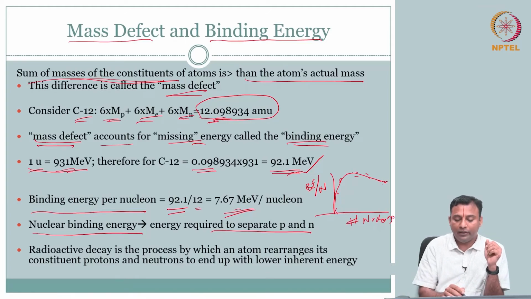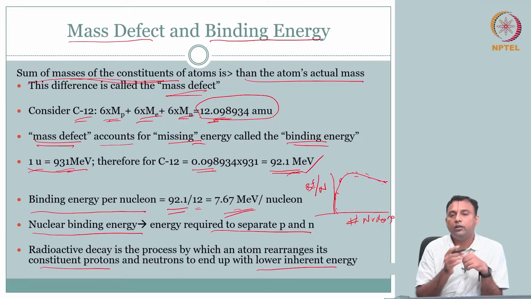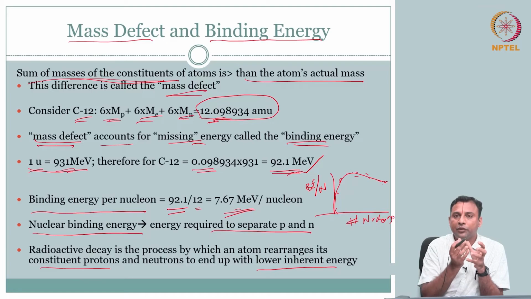So radioactive decay can be thought of as the process in which you have an unstable nucleus that has to rearrange itself so that it comes to a lower, inherent ground state. There is this rearrangement in the nucleus so that you get to a lower energy state. If it is unstable, it will become stable by shedding the excess energy. How does it come down?